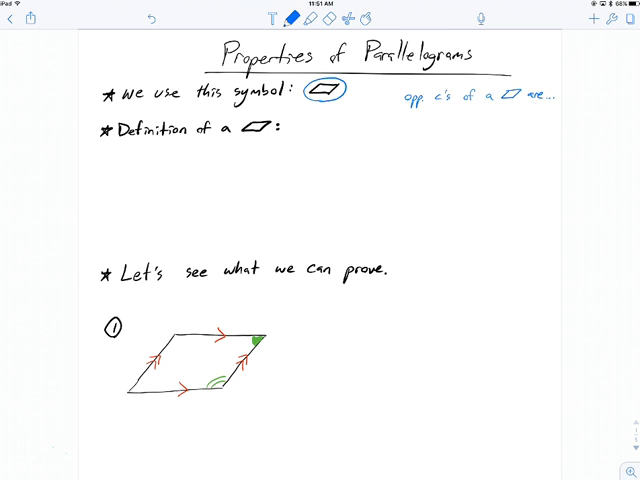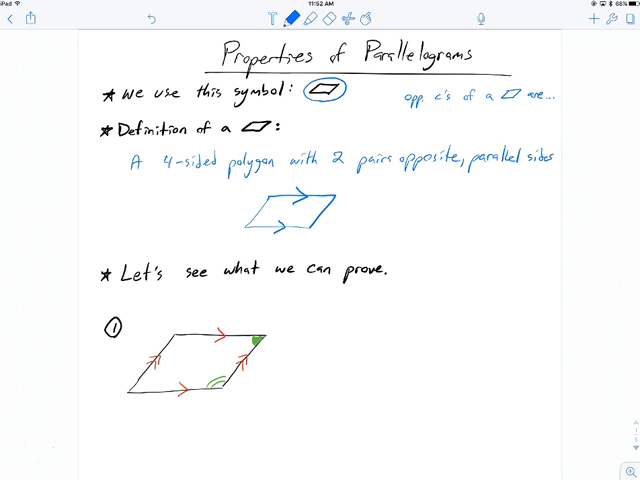Now, the definition of a parallelogram is a four-sided polygon, or a quadrilateral, with two pairs of opposite parallel sides. Okay? So, in a picture, what that would look like is any four-sided figure where this pair of opposite sides is parallel as well as the other pair. Okay? So let's see what we can prove about this.